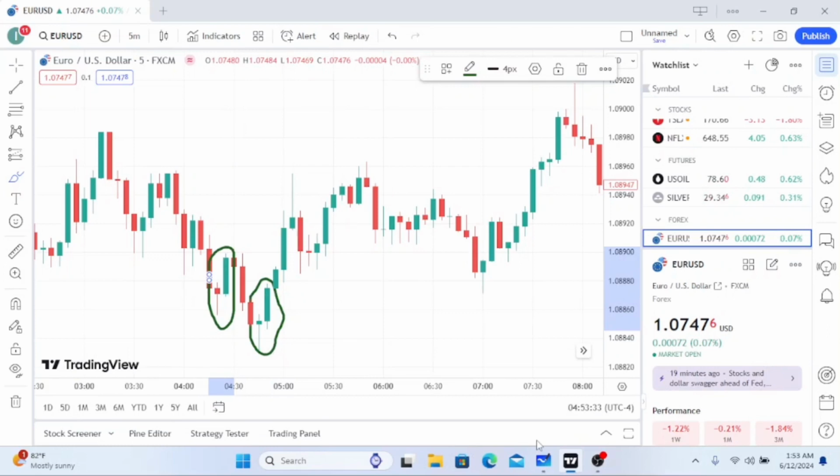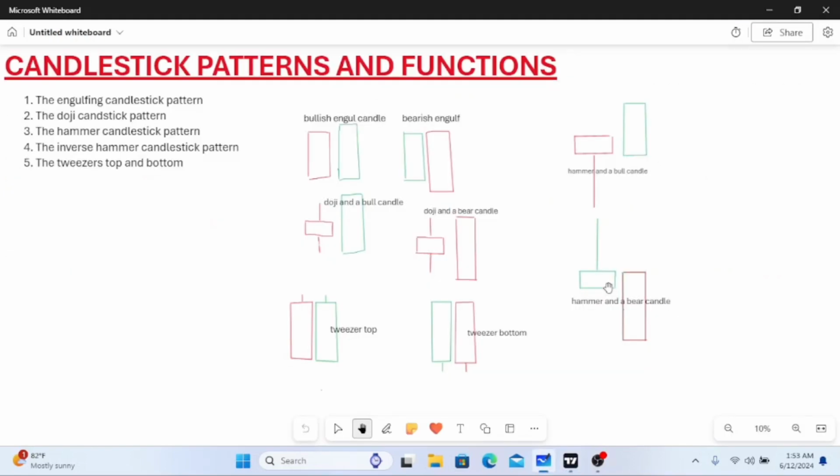So the next candlestick pattern is the inverse hammer. This is just the opposite of the hammer. The hammer faces upward, like the head of a hammer, while an inverse hammer is a reverse of the hammer. When this occurs in an uptrend, they call it the shooting star. That's what they call it.